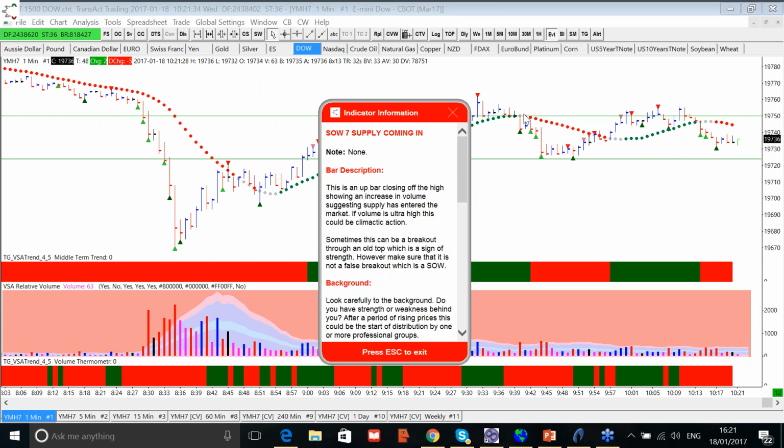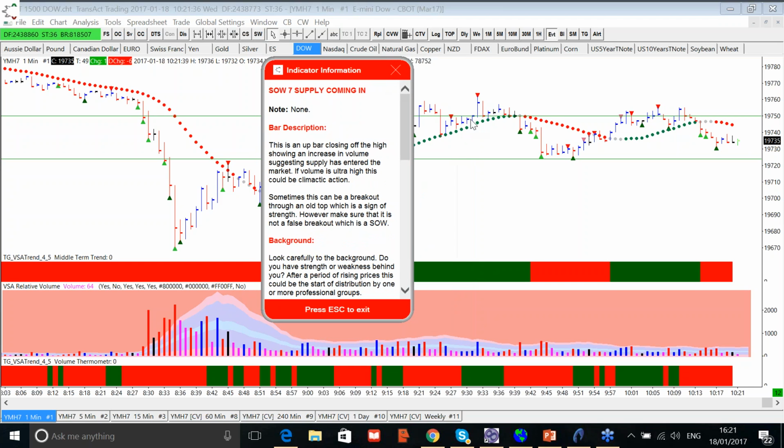This is an up bar, it says. An up bar is a price bar that closes higher than the close of the previous bar, showing an increase in volume, suggesting supply, which means sellers, has entered the market. If volume is ultra high, this could be climactic. Well, actually, in this case, the ultra high volume has to go into this salmon area. So it's just basically high volume on this up move.